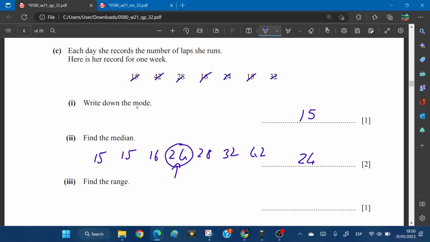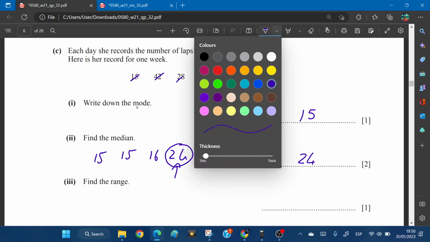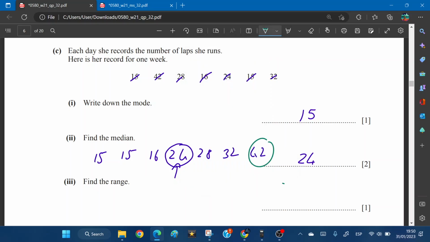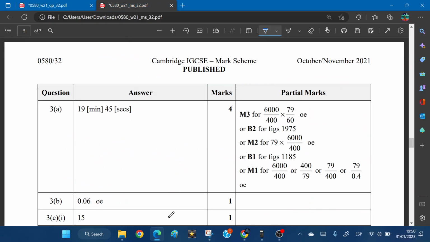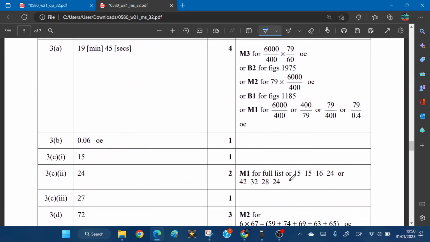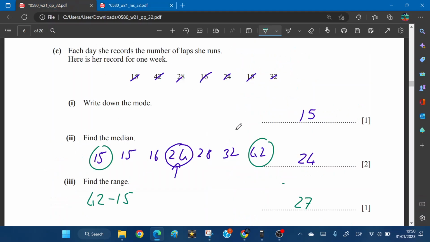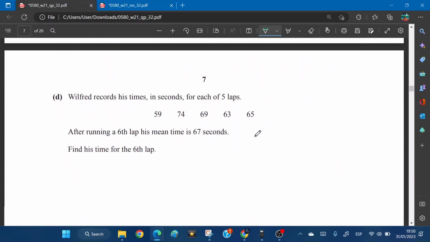The range, you take the biggest and the smallest. 42 is the biggest, 15 is the smallest. 42 minus 15. What would that be? 37? No, 27. Okay. Let's check if we're right. 15, 24. You see, you get a mark for arranging them from smallest to biggest. And then 27. 1 mark. Okay.